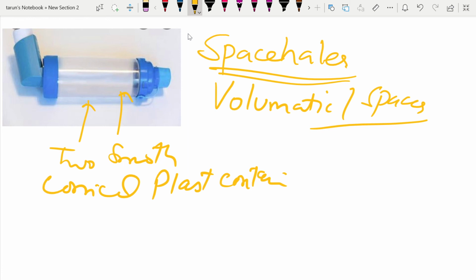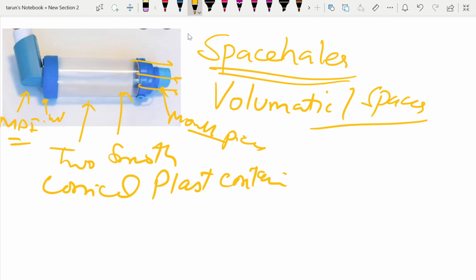It consists of two smooth conical plastic containers. One fits into the other, producing a space. At one end there is a mouthpiece through which the patient inhales the medicine. At the opposite end, the metered dose inhaler is attached. Here is the inlet through which the metered dose inhaler is attached.